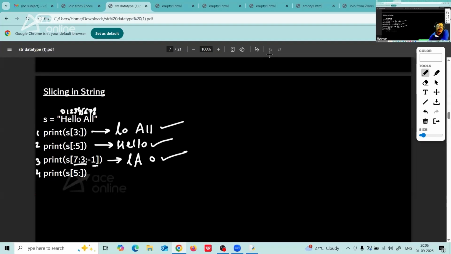L, A, space, O. This is clearly 5 to end. So, 5 to end means there will be a space. We can't show the space and then all. There will be a space here.